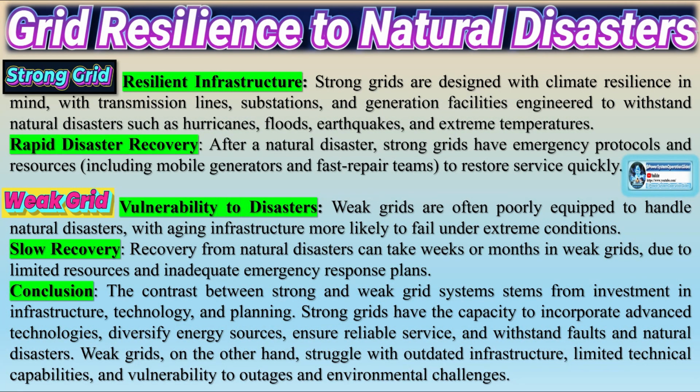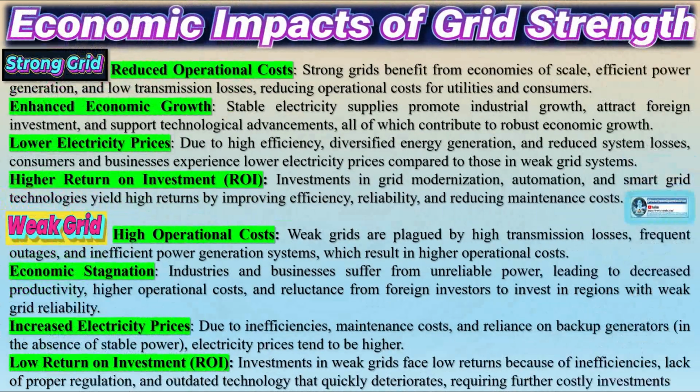Weak grids often rely on older, inefficient, and outdated infrastructure, which leads to high transmission losses and frequent equipment failures. Weak grids may use low-voltage lines, which are prone to losses and overloads, particularly when the demand spikes. Repairs are often done only after failures occur, resulting in prolonged downtimes and inconsistent power supply.